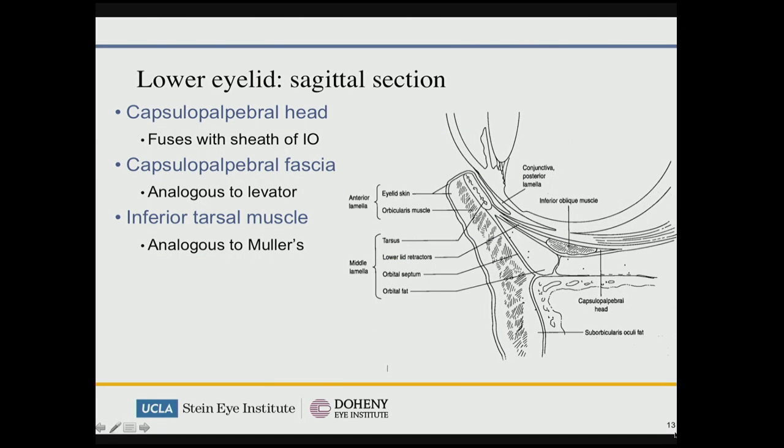The lower eyelid has the capsulopalpebral head, which fuses with the sheath of the inferior oblique, and it divides as it goes around the inferior oblique, and then it forms Lockwood's suspensory ligament. Anterior to that is the capsulopalpebral fascia, which is analogous to the levator. And then just posterior to that is the inferior tarsal muscle, which is analogous to Mueller's.